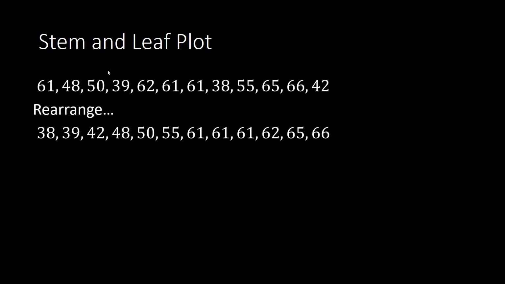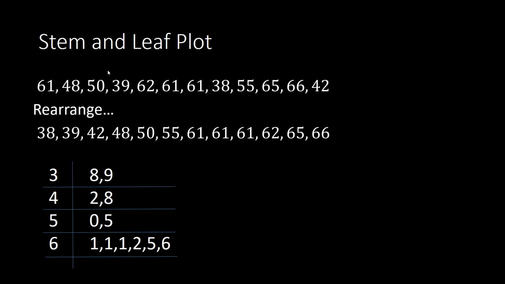Then with these numbers, I create a little chart. And the chart looks like this. Let me explain what we have. On the left side, we have what is called your stem. And on the right side, we have what is called your leaf. Your stem is going to be the tens place. So the 3, the 4, the 5, the 6. There's 3, 4, 5, and 6 that will be your stem. And then the leaf will be the other number.